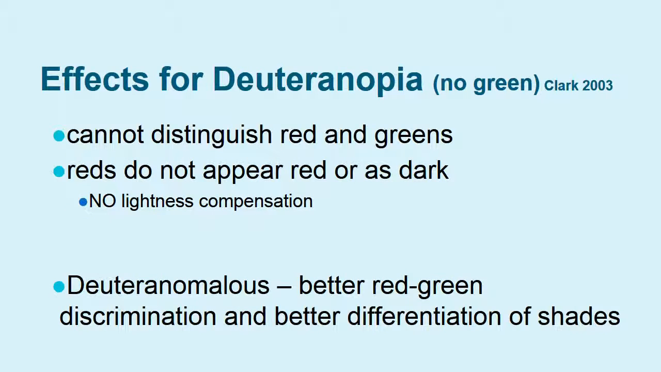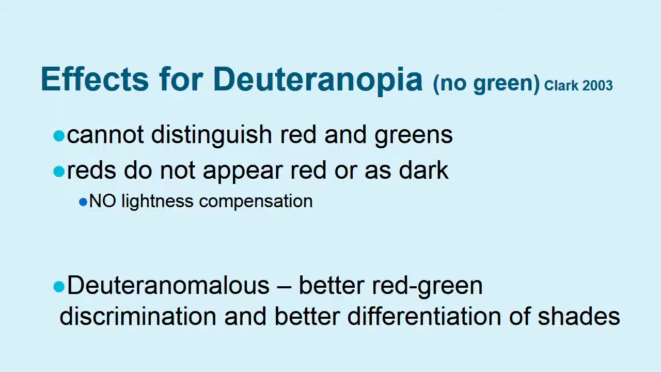Let's look at deuteranopia, where we are missing the photopigments for green. And those folks cannot distinguish between red and green as well. However, there is no compensation for the red. So we can't darken the red or brighten the red to make it look darker. Okay, so that's a problem.